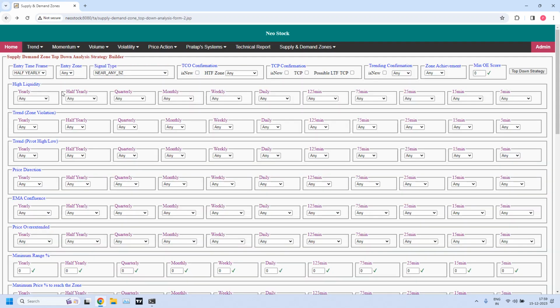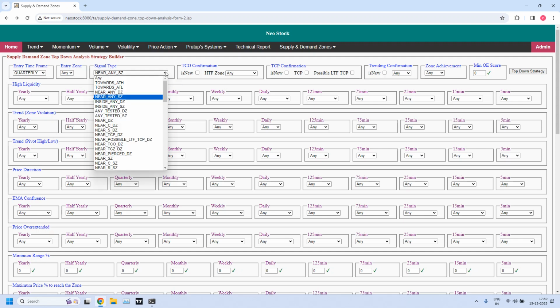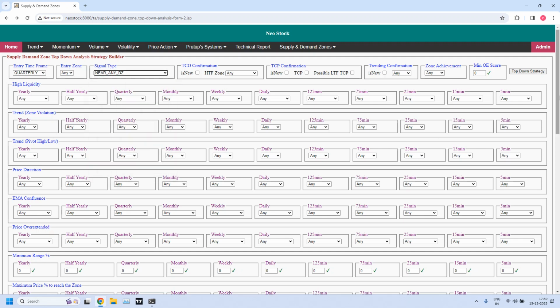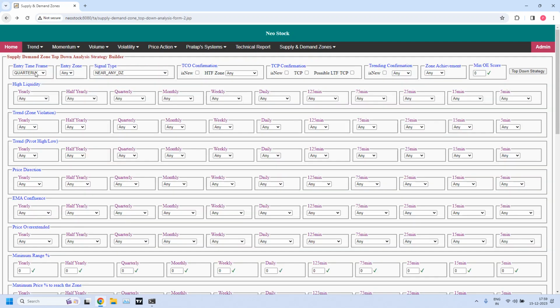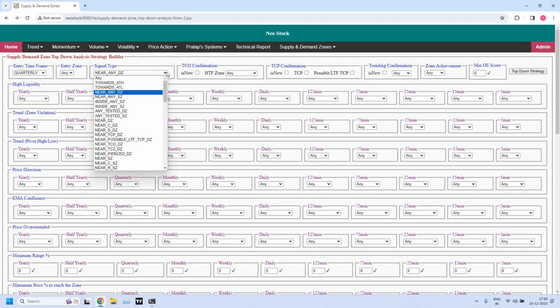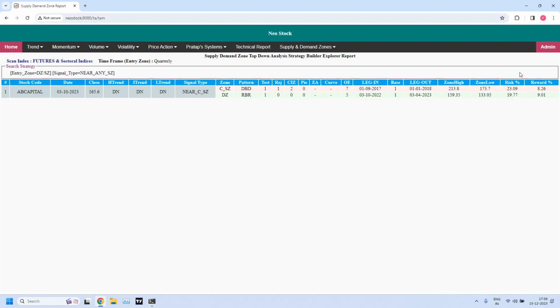Let's go back. Now let us generate stocks near demand and supply zones for quarterly time frame. Entry time frame is quarterly. Let us find stocks near quarterly demand zone. So only one stock is near quarterly demand zone. Let's go back. Now quarterly time frame. Let us find stock near quarterly supply zone. So one stock is filtered near quarterly supply zone. Let's go back.